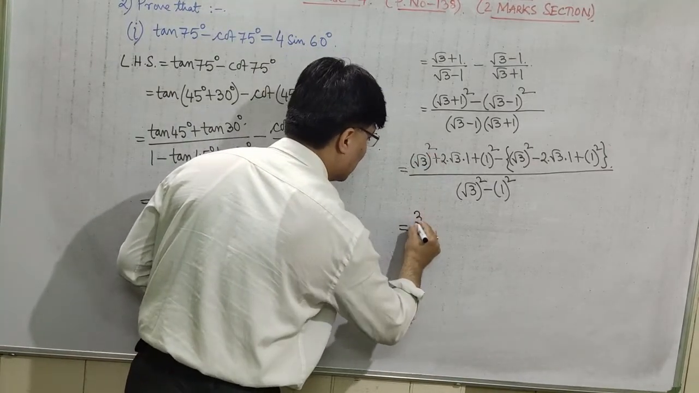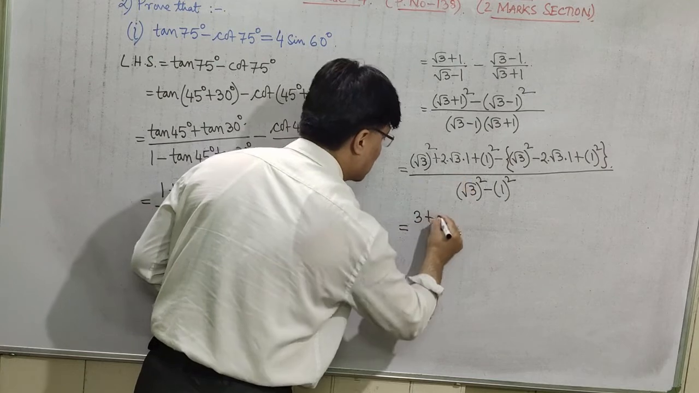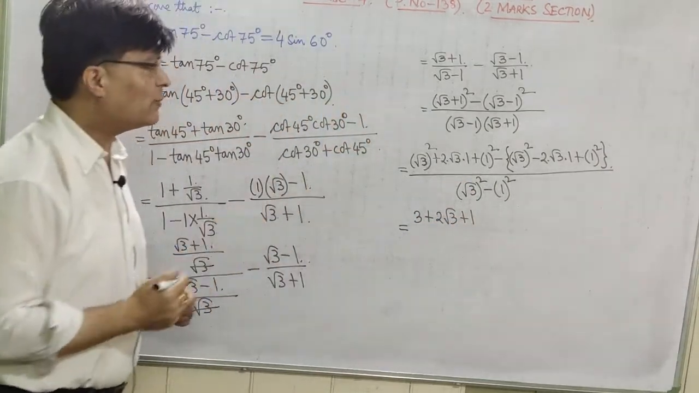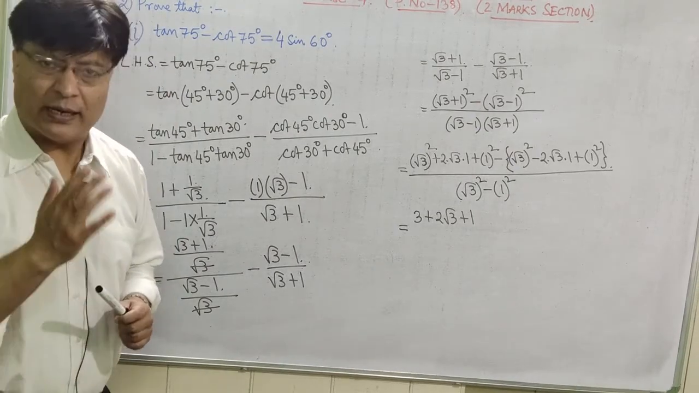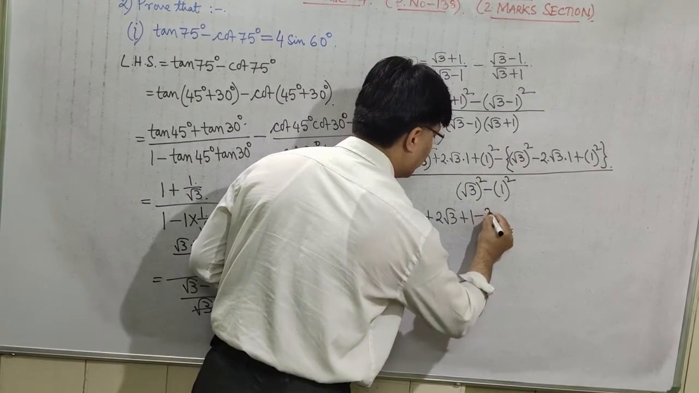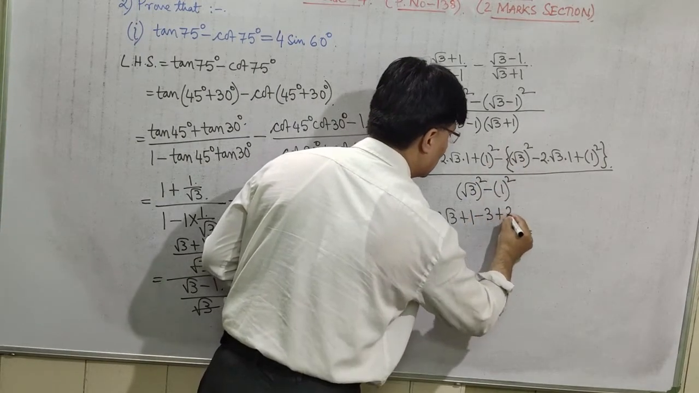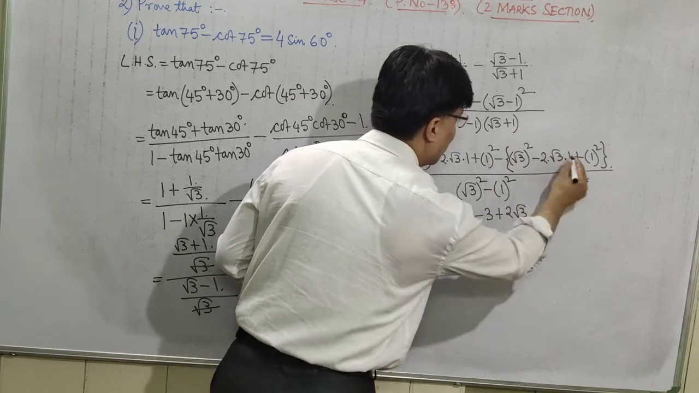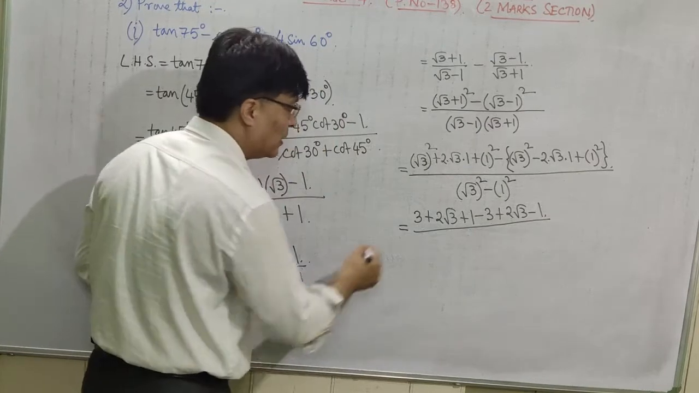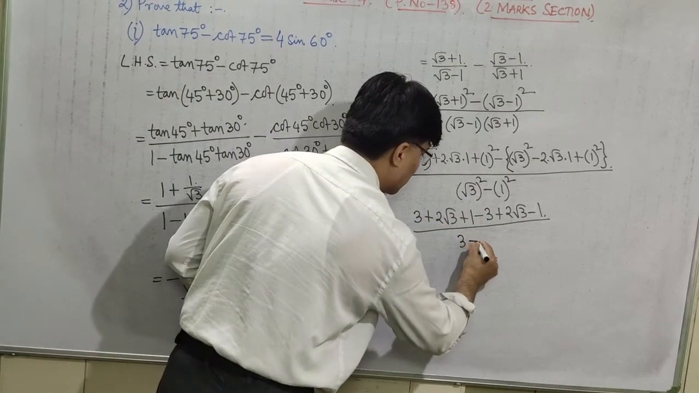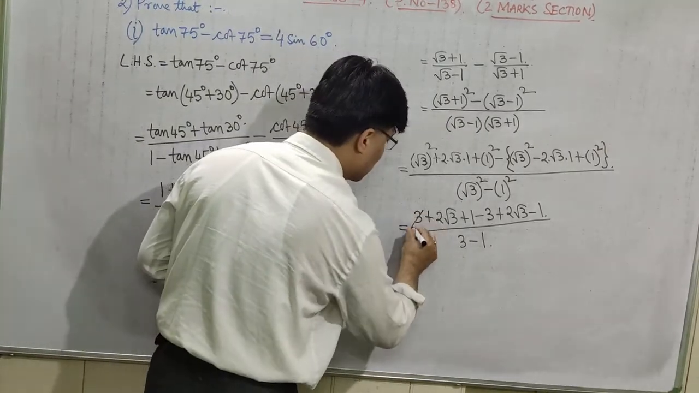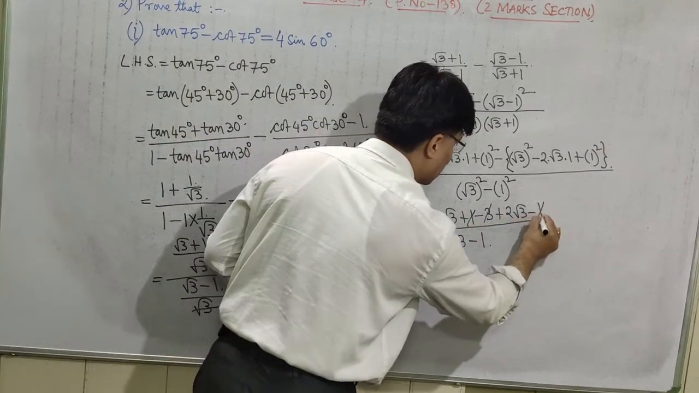What is root 3 whole square? 3 plus 2 root 3 plus 1. So let us simplify the expression within the second bracket. Again multiply it by the minus sign also. So it is minus 3, minus into minus plus, 2 root 3 into 1 is 2 root 3, minus into plus is minus 1. This whole divided by, what is root 3 whole square? That is your 3, then 1 whole square is 1. So here you can cancel, this 3 gets cancelled, 1 gets cancelled.